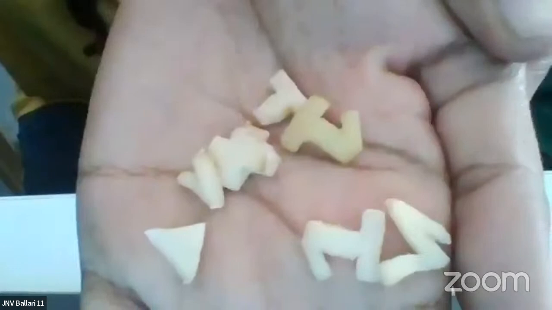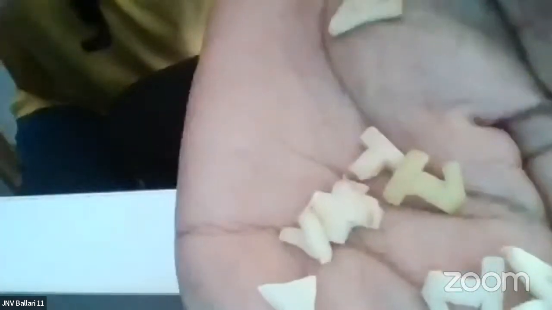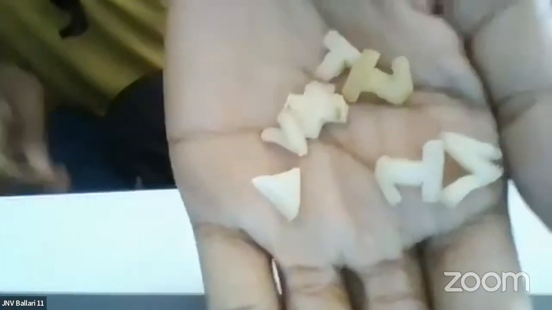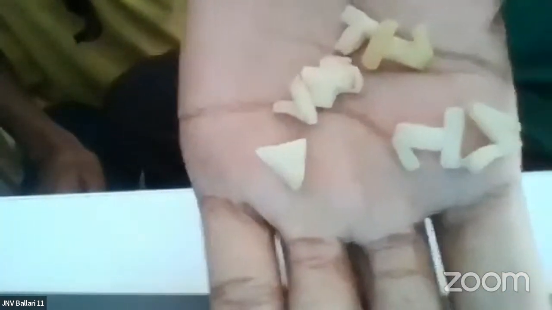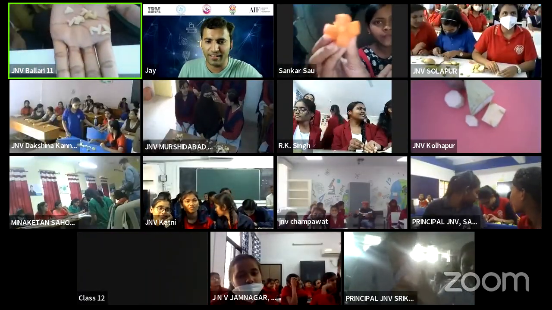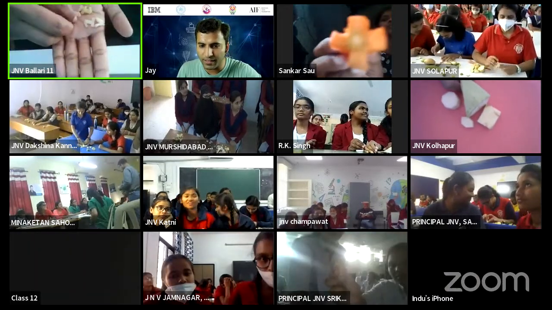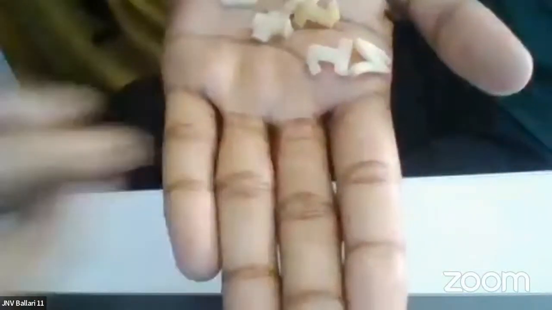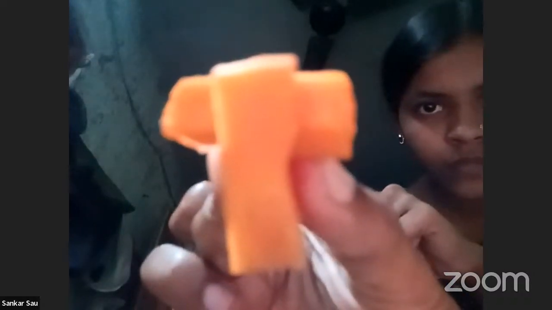So I can see आप कोई भी एक शेप लेके हमें दिखा सकते हैं. Shankar, this is plus from the carry table. बहुत बढ़िया. What about the other shapes? This is T. Wonderful, wonderful. What about the third shape? This is T and this is triangle.